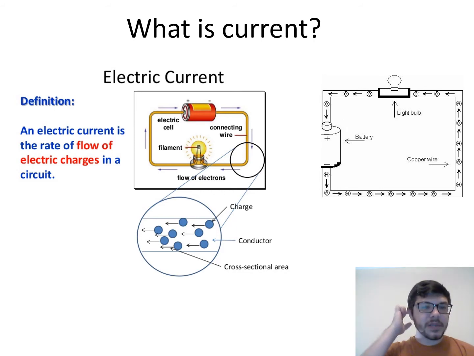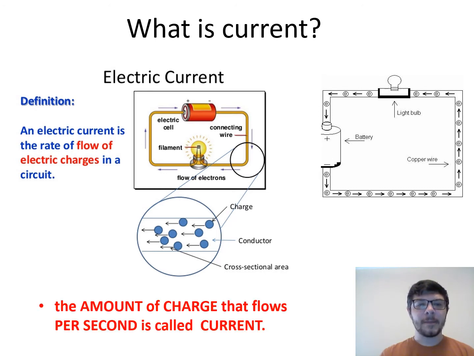So if you look at these pictures, there are arrows. And if you notice, the arrows are going out of the negative end of the battery there, because that is the flow of electrons. So the electrons are going from the negative side to the positive side, flow of electrons. All right, just making sure you know that. And the amount of charge that flows per second is called the current.